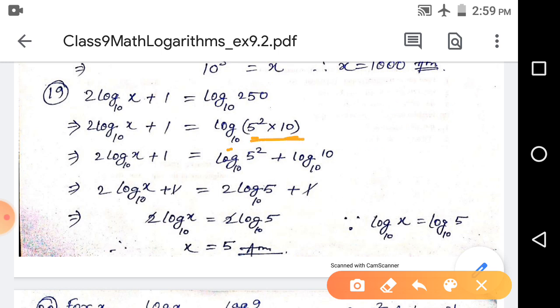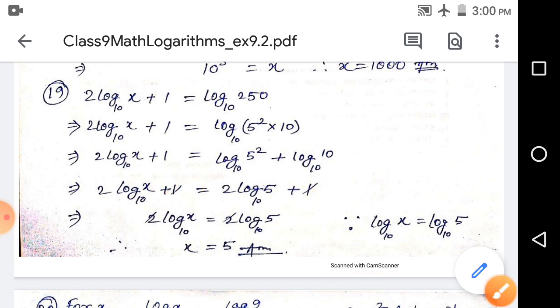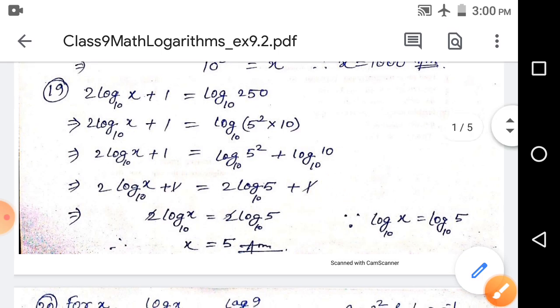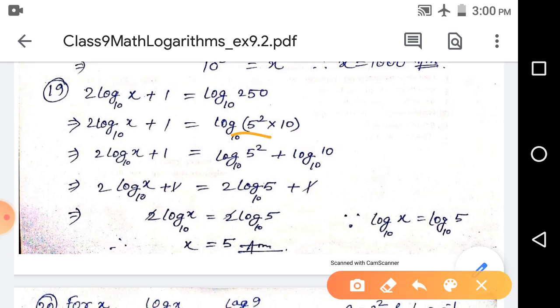Now we can use the product law here, so it becomes log base 10 of 5 squared plus log 10. Now log 10 base 10 is equal to 1. So this 1 and this 1 present in the LHS part both cancel, because whenever we take this 1 to the other side it is transported with a minus sign. This minus 1 plus 1 becomes 0. So directly we can cancel this. What we have is log base 10 of 5 squared, so we can use the power law for this part.